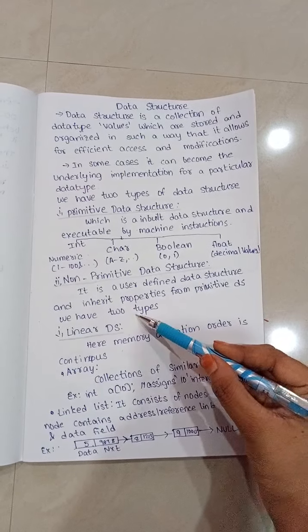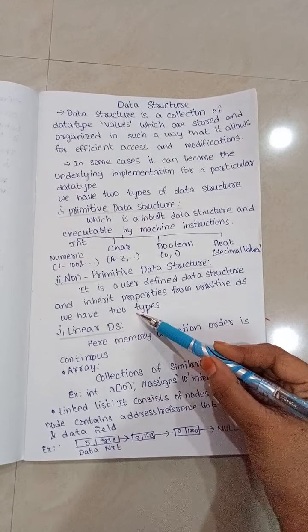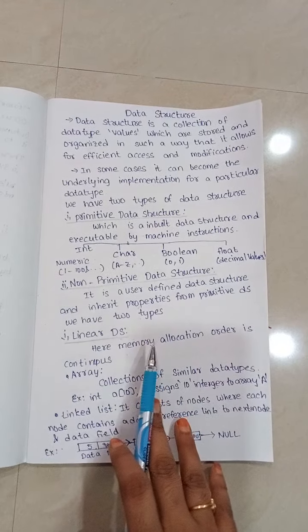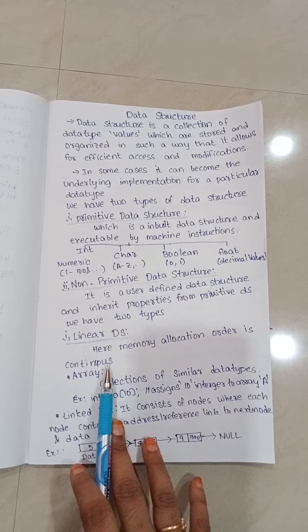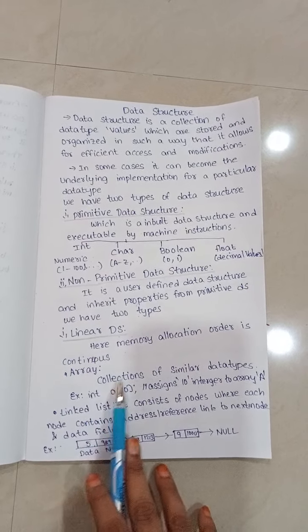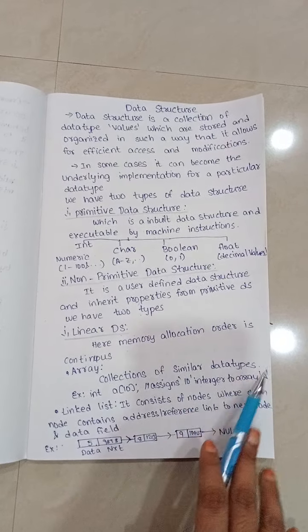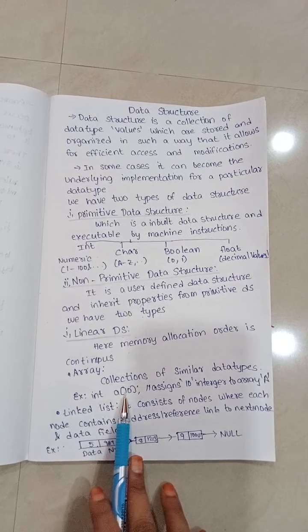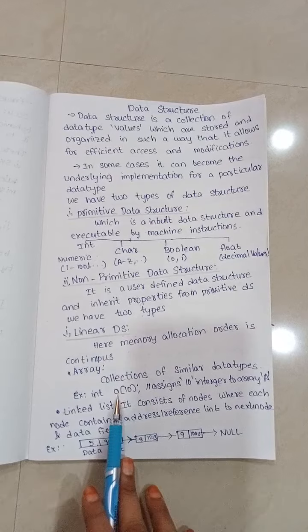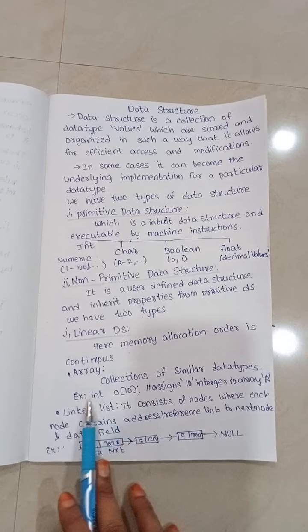We have two types of non-primitive data structures. First one is linear data structure. Here the memory allocation order is continuous, that is in a sequence order. First one is array. An array is a collection of similar data types. For example, int a[10]. We are assigning 10 integer values to the array a in a continuous memory allocation.